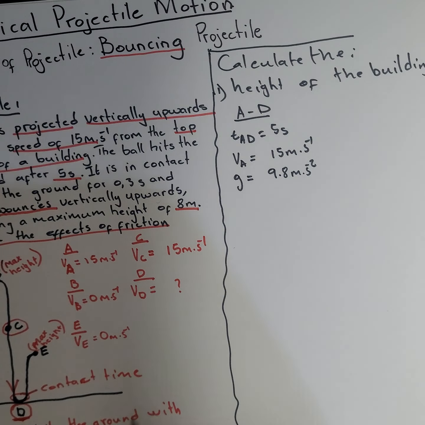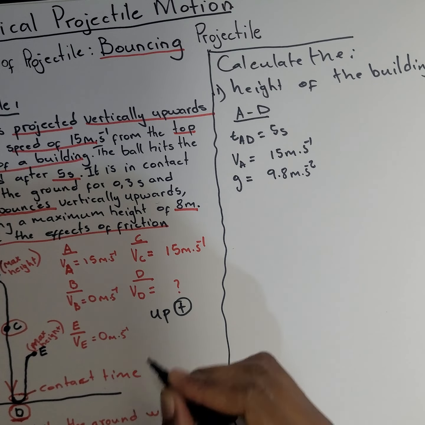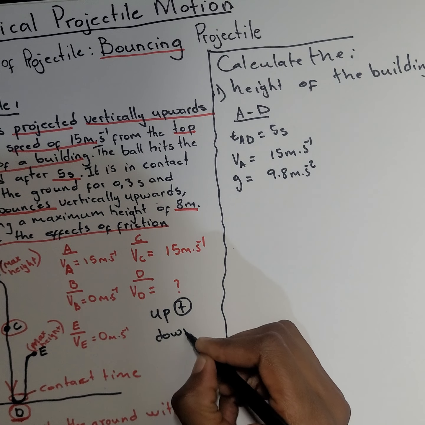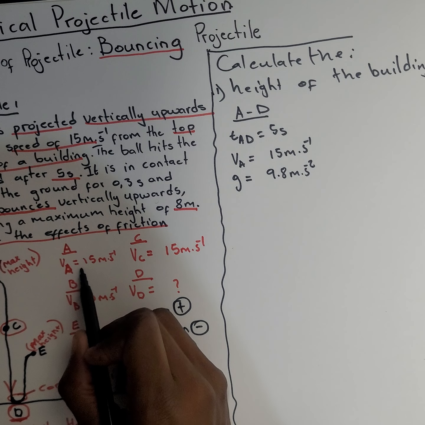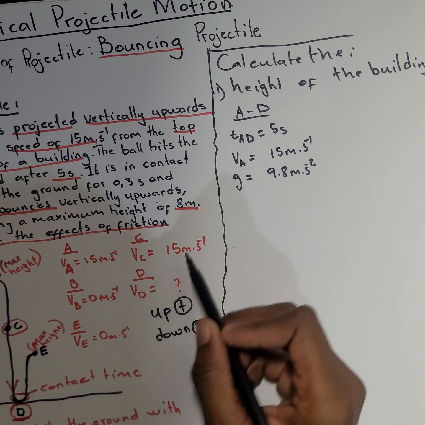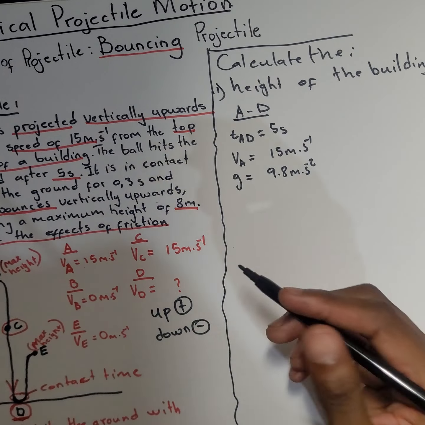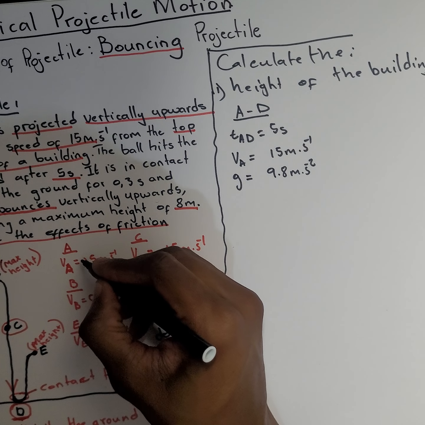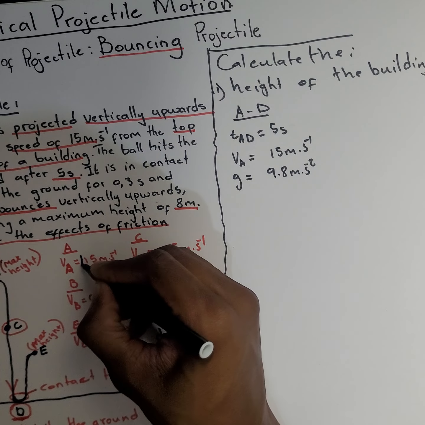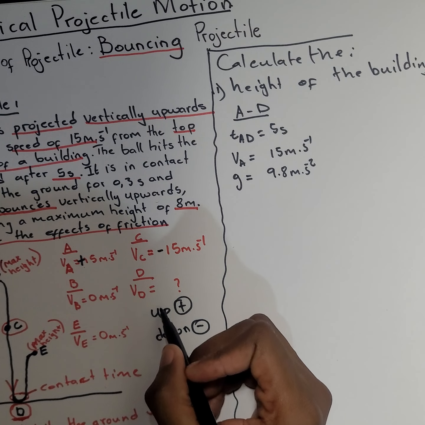If I choose my positive direction, I will then say, let my upward be positive, meaning that my downward motion will be negative. And if that is the case, can I assign the direction to all these vector quantities? The velocity at A, remember from A, the ball is going upwards. So if it is going upwards there, my velocity at A will be positive, and then my velocity at C will be negative, and then my velocity at D.